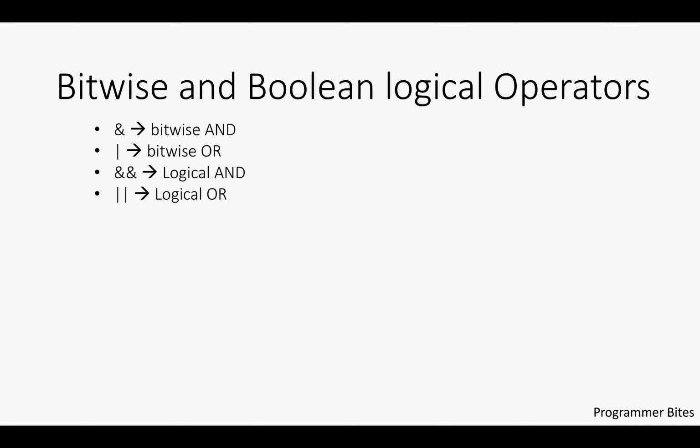Bitwise and Boolean logical operators. The symbol ampersand is used to perform bitwise AND operation. The symbol pipeline is used to perform bitwise OR operation. Two consecutive ampersand symbols are used to perform logical AND operation. Two consecutive pipeline symbols are used to perform logical OR operation. We'll explain in detail in programs.